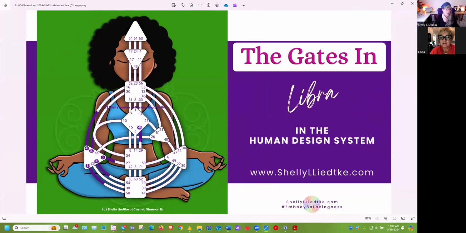But basically it's gate 46, gate 18, gate 32, gate 50, gate 57, and gate 48. So the spleen center has most of the gates of Libra activated on it. So what does the spleen center have to do in our body craft?